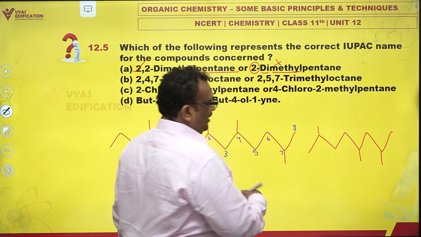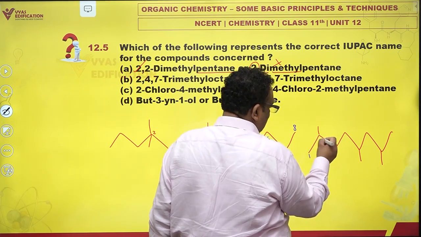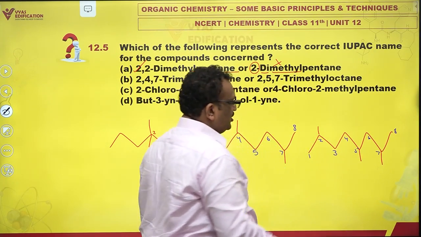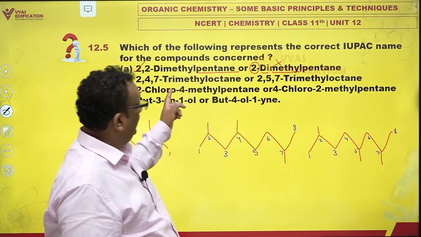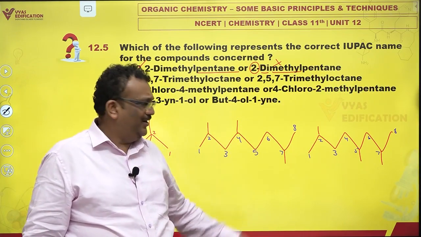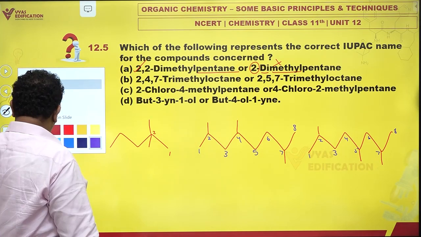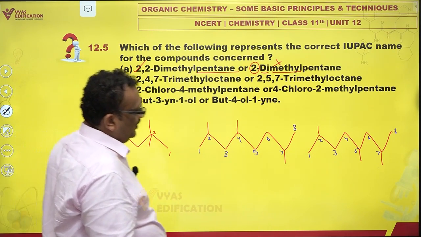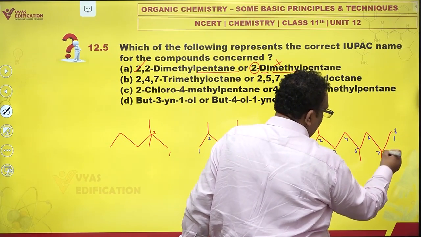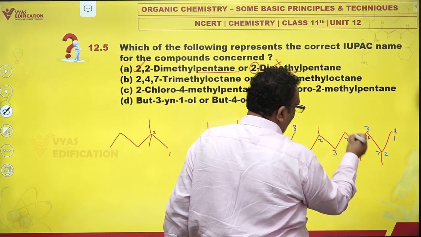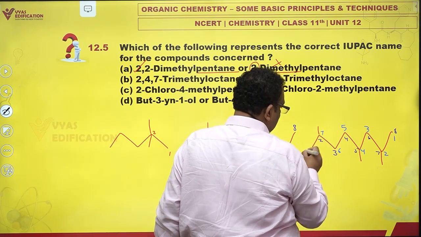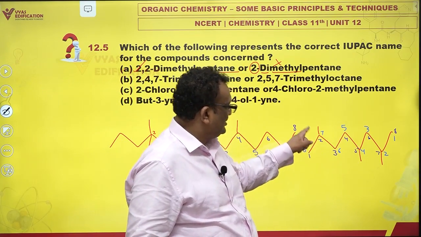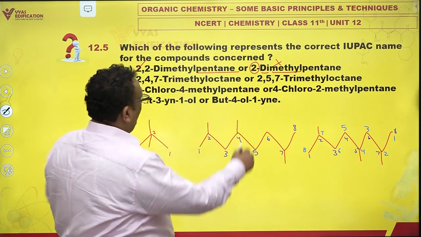What about this? If I number it like this, 1, 2, 3, 4, 5, 6, 7, 8, now this looks like 2, 5, 7 trimethyl. Are they really different? Just number it backwards and check. If you number that backwards, you would discover a different story. If this is 1, 2, 3, 4, 5, 6, 7, 8, oh my God, what is this? We have 2, 4, 7 instead of 2, 5, 7.